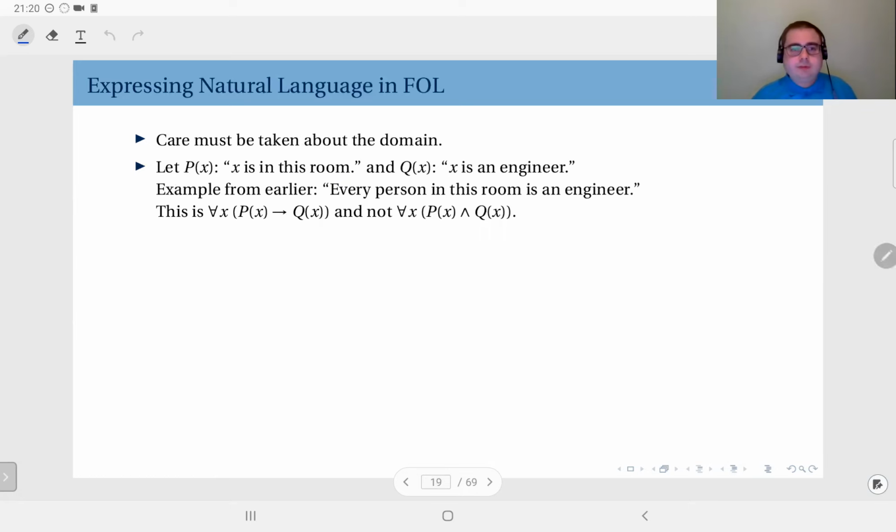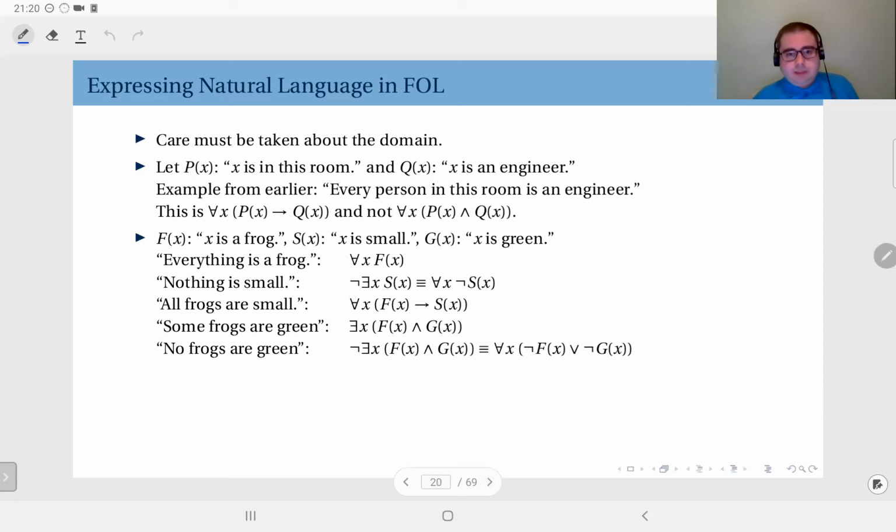If P of x denotes x is in this room and Q of x denotes x is an engineer, then the statement every person in this room is an engineer can be expressed as for all x, P of x implies Q of x, okay, and not for all x, P of x and Q of x.